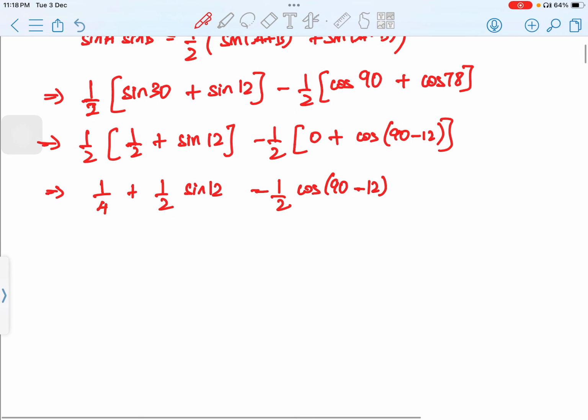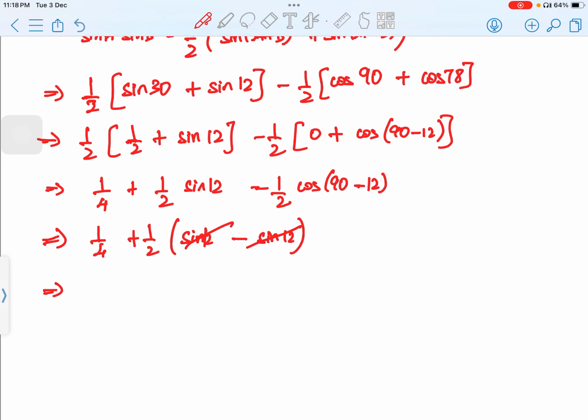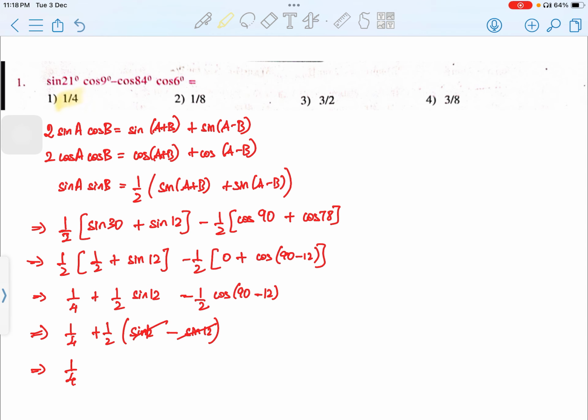So in the next step, what can I do? 1 by 4 plus, if I take 1 by 2 common out, it will be sin 12 minus again sin 12. So cos 90 minus theta is sin. So sin 12 and sin 12 get cancelled, 0. So you will finally have 1 by 4. So option 1 for the first question.